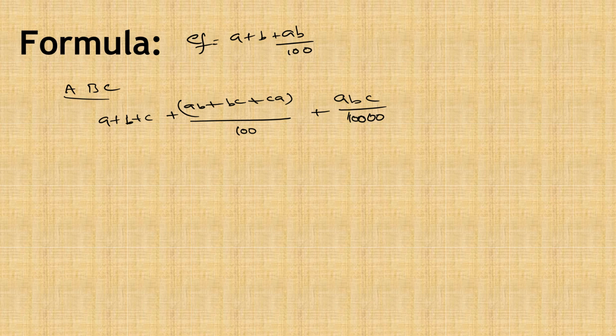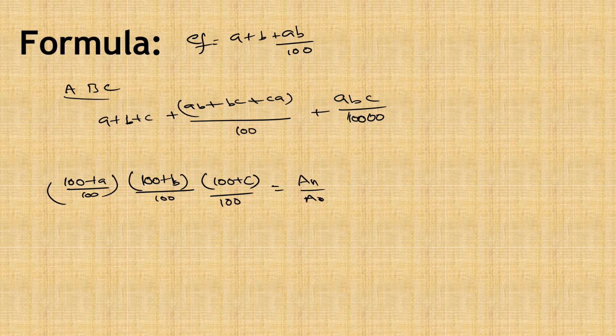How did we get this? Similar to what I showed in the last slide. A number is increased by a%, that is we will write it as 100 plus a divided by 100. Again the number is increased by b%, that is 100 plus b divided by 100. Again the number is increased by c%, that is 100 plus c divided by 100, which gives the new value over the old value. If you solve it, you will get the formula for 3 digits. Remember it carefully. Nothing else is there to remember.